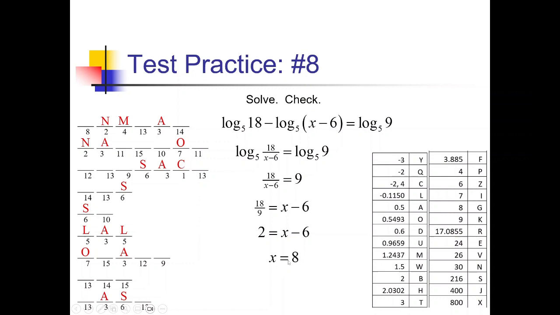And just double checking, if I plug 8 back in here, I'm not taking the log of a negative, so I'm good there. So 8, that is g, and g is going in spot 8 up here. And where else do I see an 8? Any other 8s here? Nope, that's it.